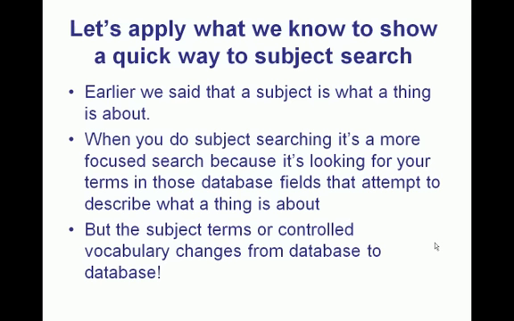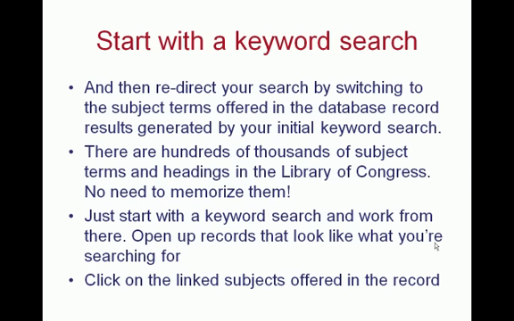So let's apply what we know to show a quick way to do subject searching. Earlier we said that a subject is what a thing is about. So when you do subject searching, it's a more focused search because it's looking for your terms in those database fields that attempt to describe what a thing is about in the subject fields. But the subject terms or controlled vocabulary changes from database to database, as we've just established. So start with a keyword search, and then redirect your search by switching to the subject terms offered in the database record results that are generated by your initial keyword search.